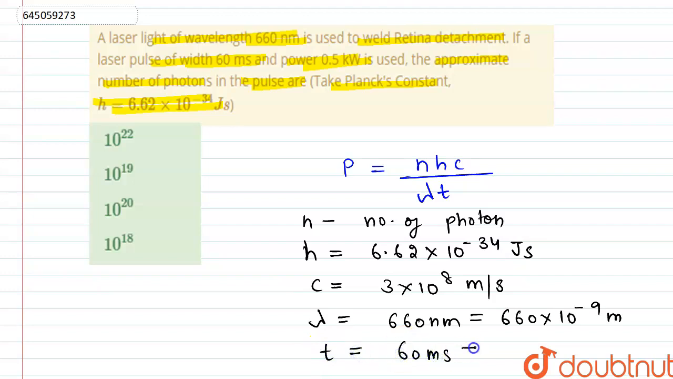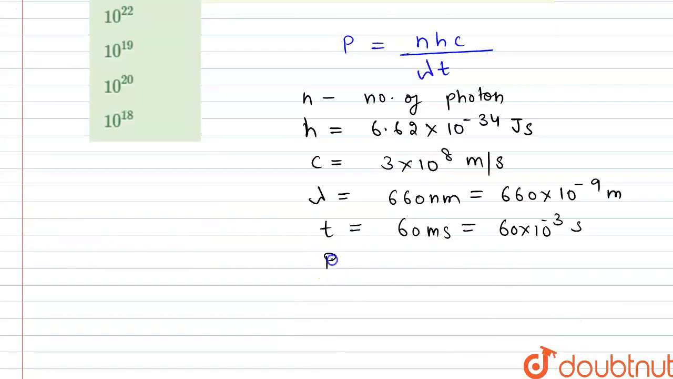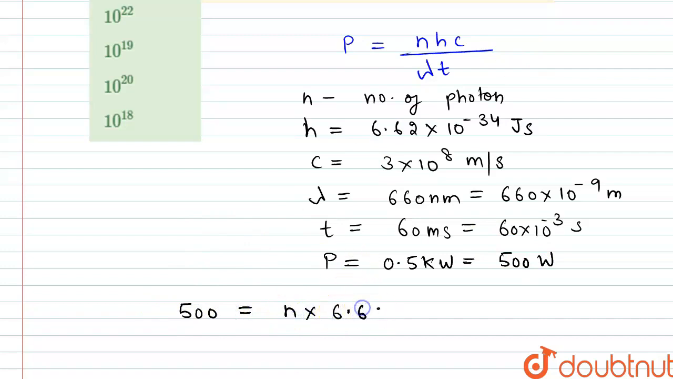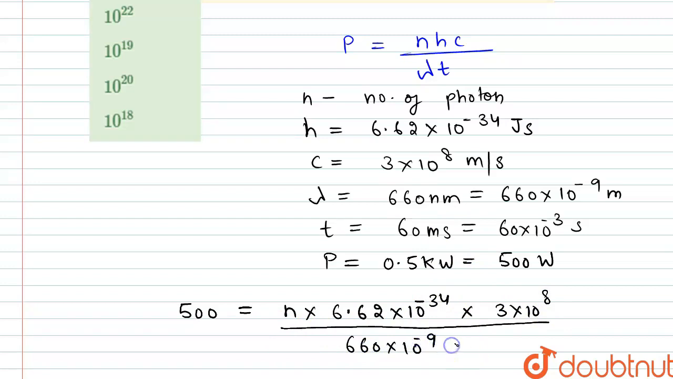and T is given as 60 ms, which is equal to 60 into 10 to the power minus 3 seconds, and power is given as 0.5 kilowatt, which is equal to 500 watt. Now put all these values in this equation, we get 500 equals N into h, 6.62 into 10 to the power minus 34, into 3 into 10 to the power 8, divided by 660 into 10 to the power minus 9 into 60 into 10 to the power minus 3.